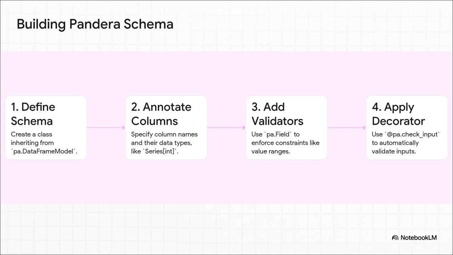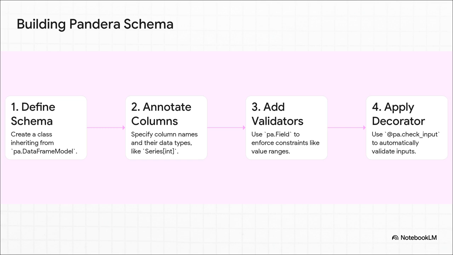And the process is really straightforward. First, you define a class that's going to act as your schema. Inside that class, you declare each column you expect, like user ID has to be an integer. Then you can get even more specific with validators, like saying a rating column has to be between 1 and 5.